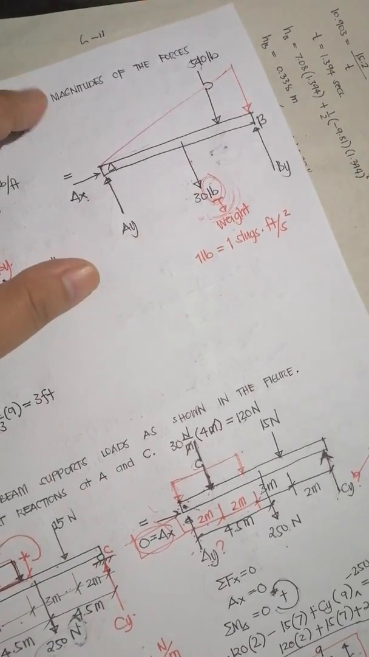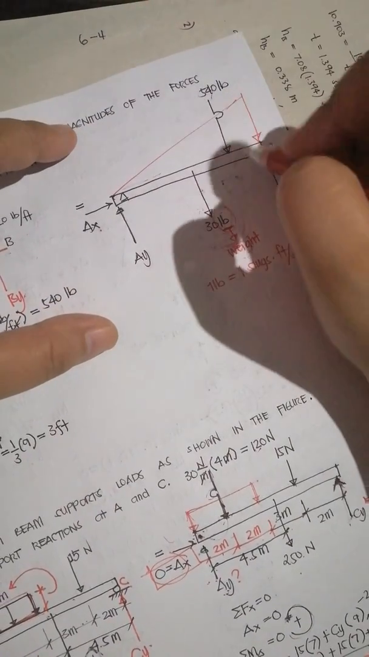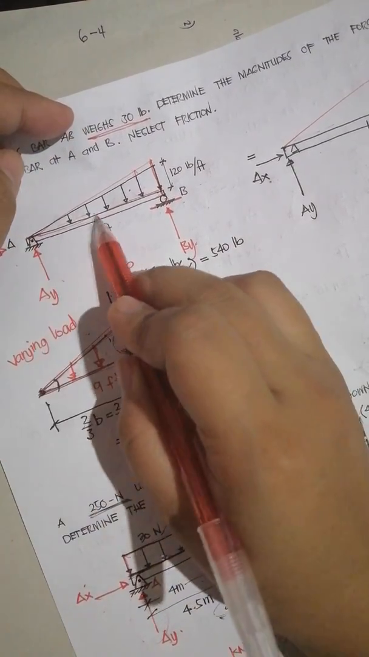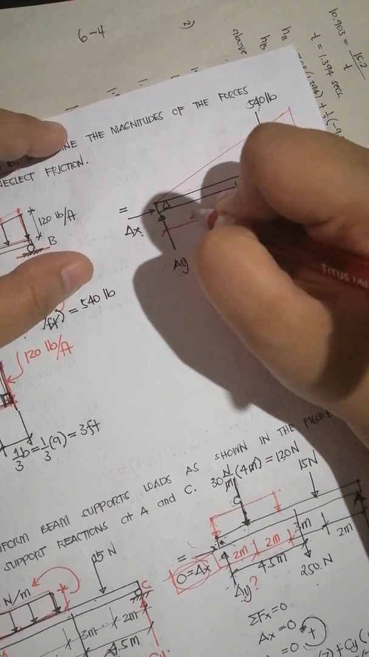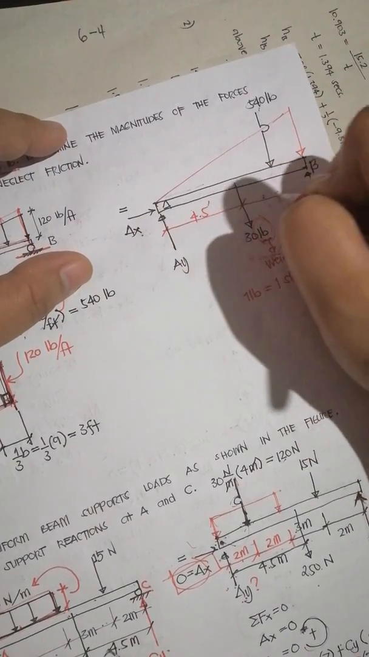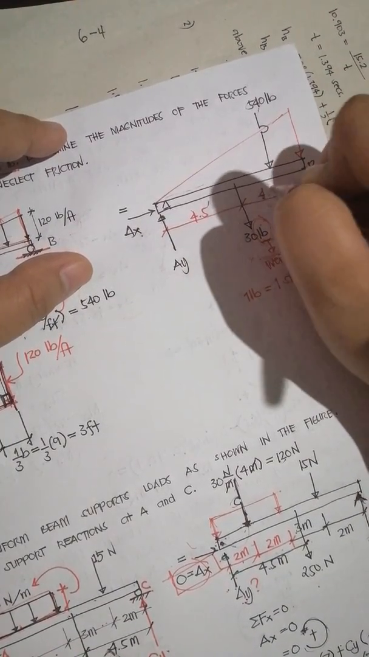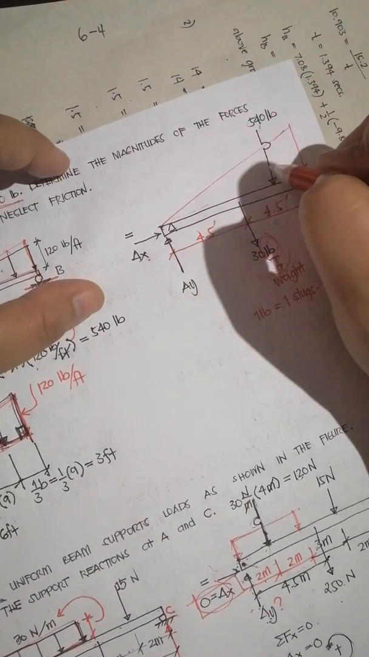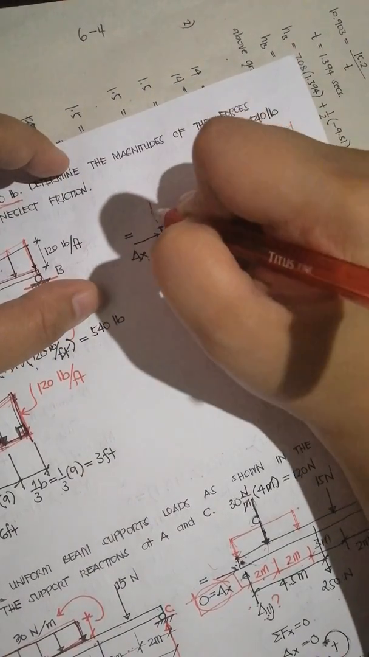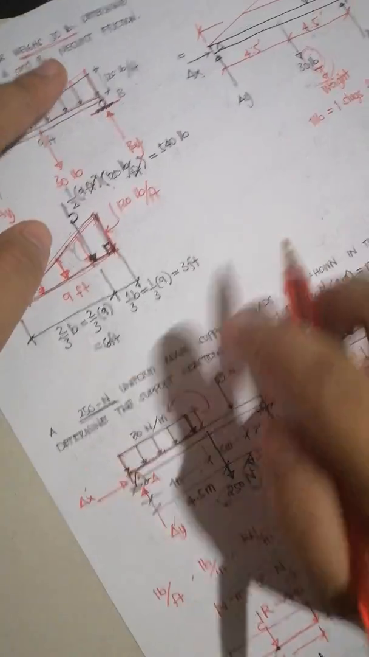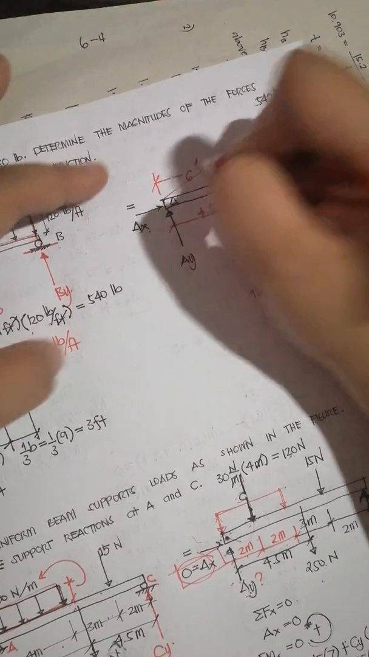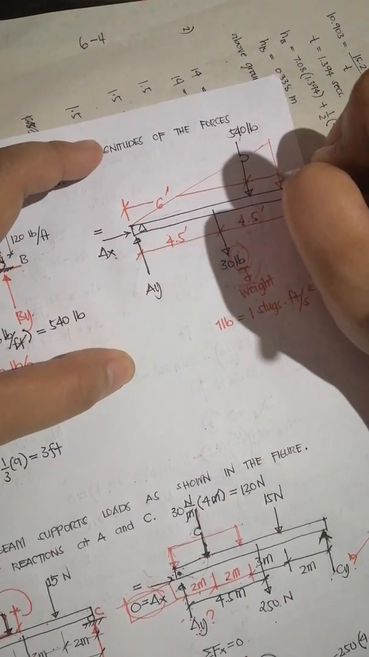So again, the location: since it's in the center, from A this is 4.5 feet, and from the other side also 4.5 feet. Then again, for the equivalent concentrated load of the varying load, it is 6 feet from here, and from the other side it is 3 feet.